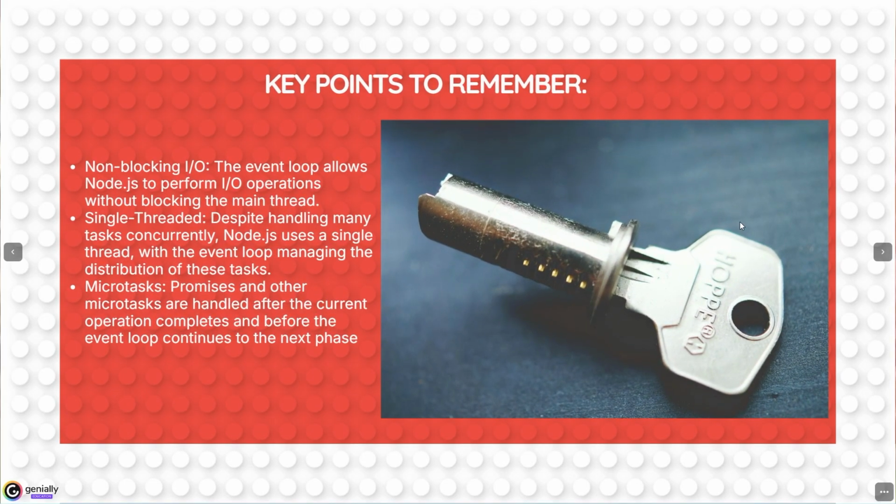There are some key points to remember. One is non-blocking I/O. The event loop allows Node.js to perform I/O operations without blocking the main thread. Next, single-threaded. Despite handling many tasks concurrently, Node.js uses a single thread, with the event loop managing the distribution of these tasks. Next, microtasks. Promises and other microtasks are handled after the current operation completes and before the event loop continues to the next phase.